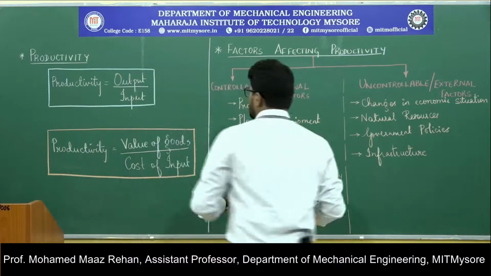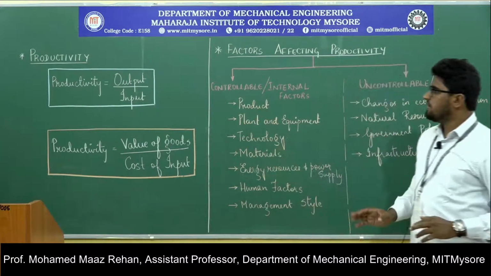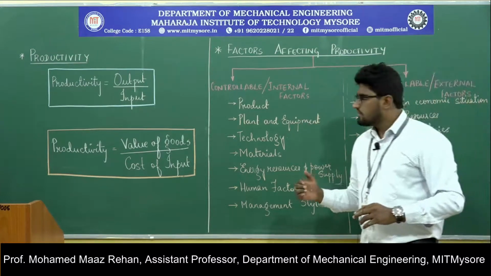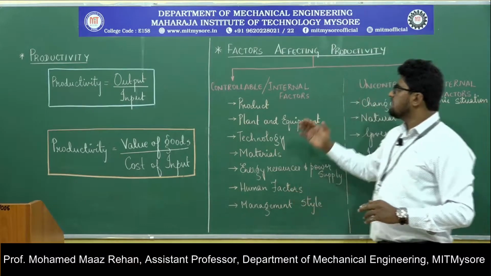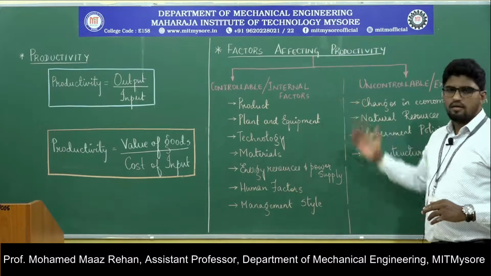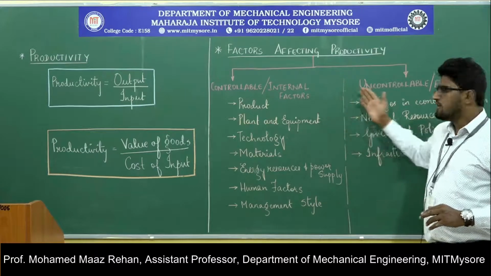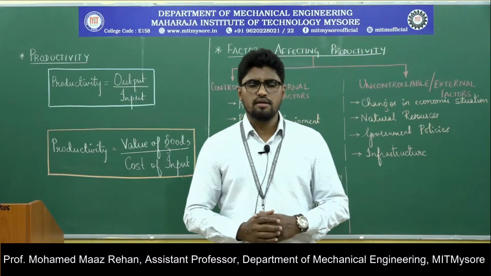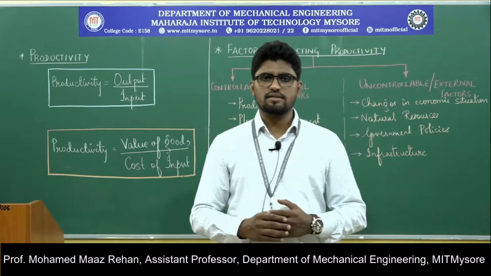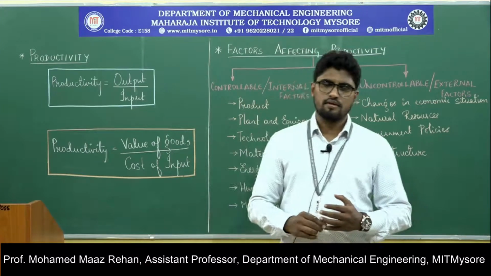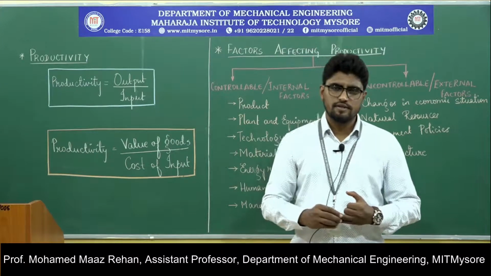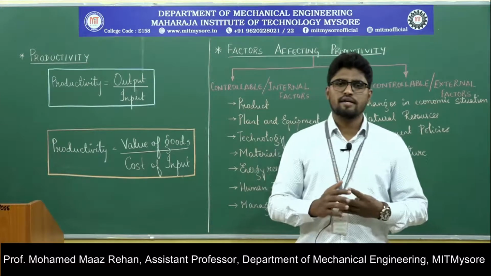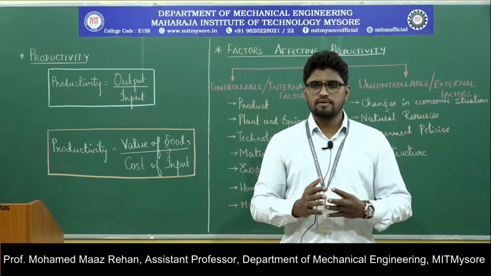So I repeat once again. In this session we discussed productivity, the difference between productivity and efficiency, the factors affecting productivity, controllable and internal factors, and uncontrollable and external factors. In this session we discussed the production system, the various types of production system, productivity, and factors affecting productivity. I hope the concept is clear enough.